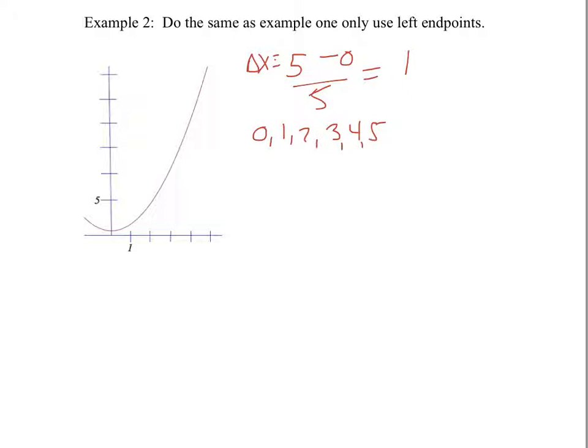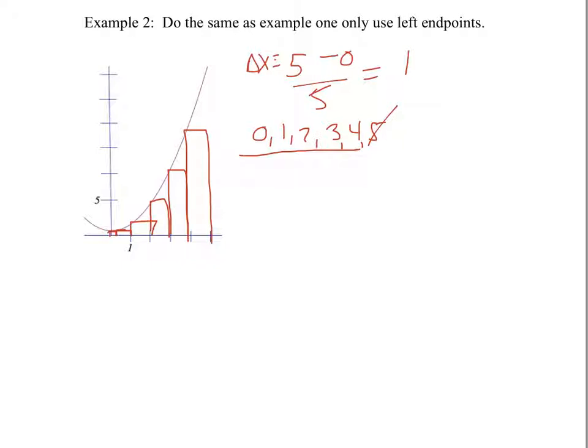But this time if we're going to do left endpoints, we want to include the left sides but leave off the right. So I'm going to go from 0, that's my first rectangle, over to 1. Then I'm going to go up and just keep going over by ones. And so if you notice, I'm going up on the left side this time. And this is obviously an underestimate.